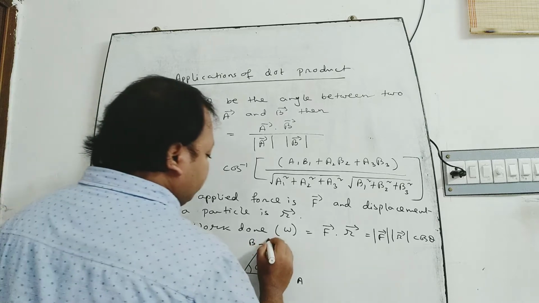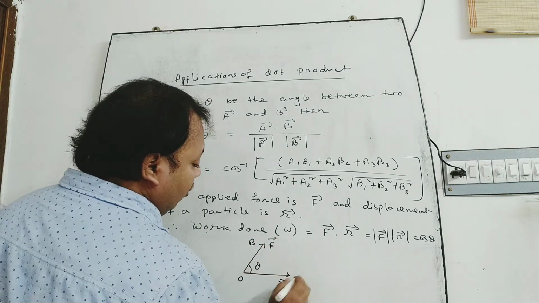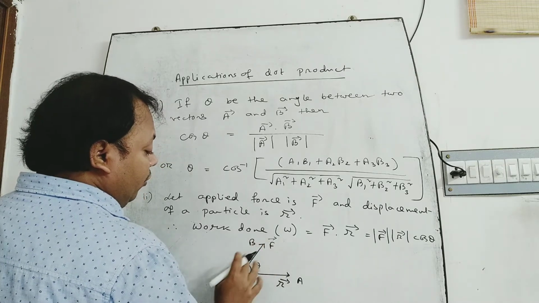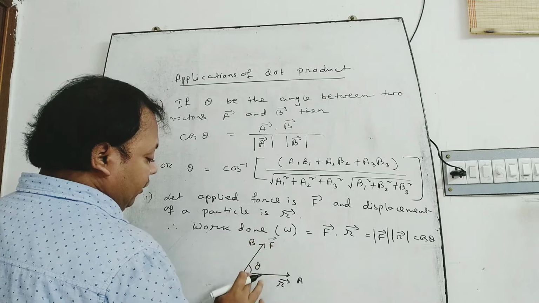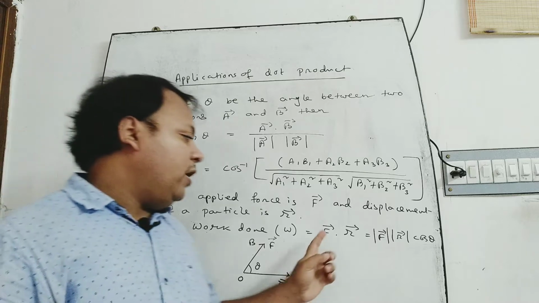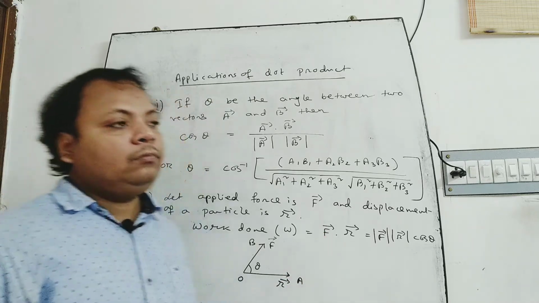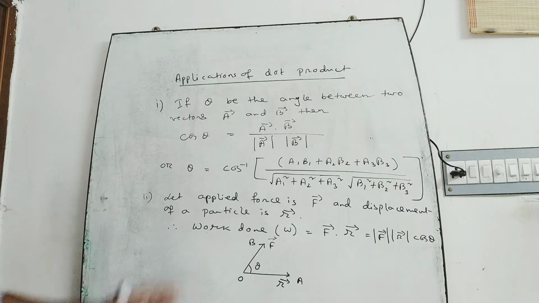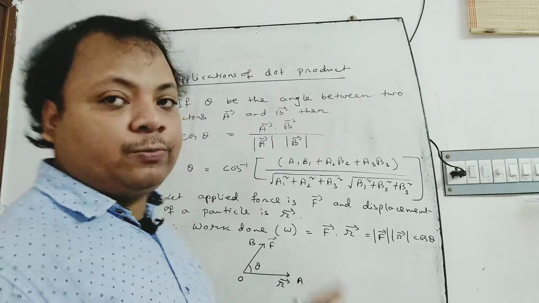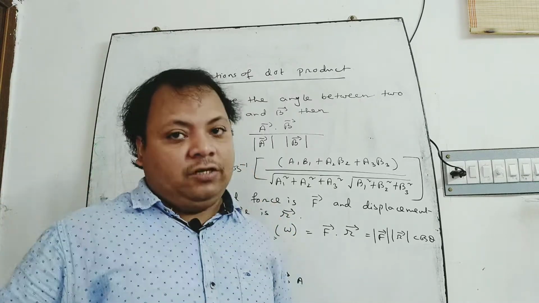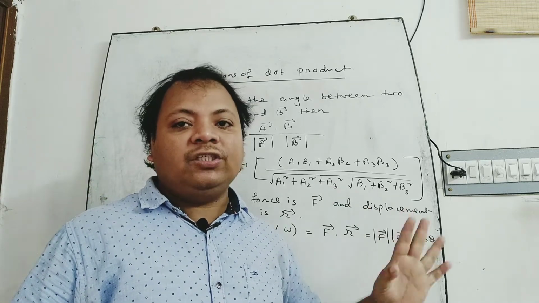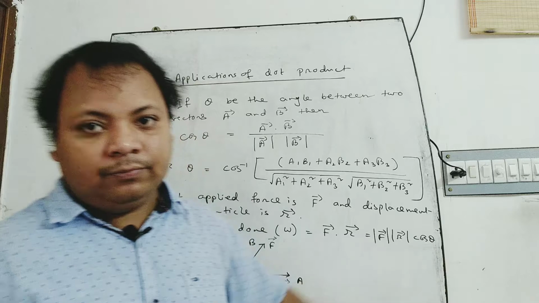Here, the displacement of the particle is along OA, that is R vector, and the force applied on the particle is along OB, that is F vector. Theta is the angle between R vector and F vector. Therefore, work done is equal to F vector dot R vector. Where the direction of the applied force and the displacement of the particle are perpendicular to each other, the work done will be 0. In this case, this force is known as a no work force.